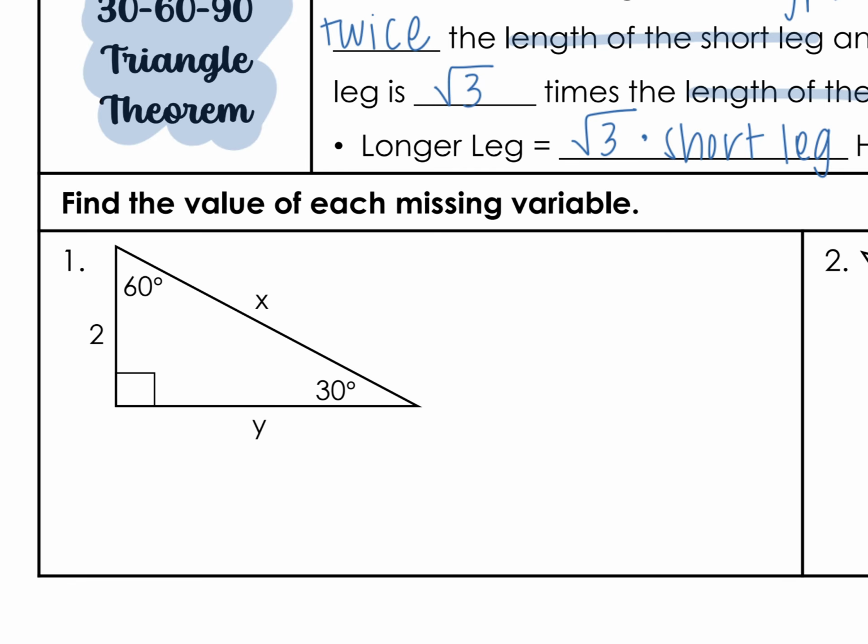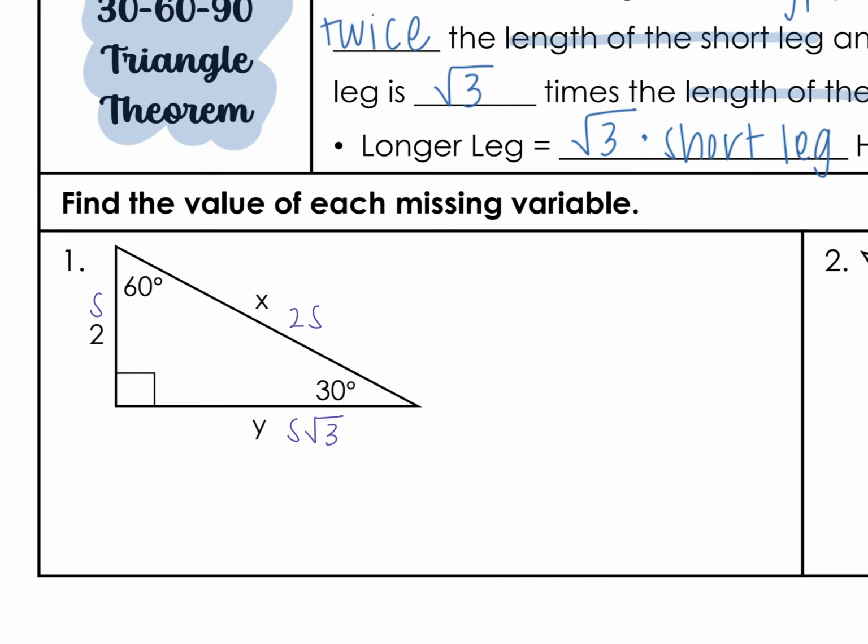So starting off, I see that I have a 30, 60, 90 degree triangle because of the angle measures given. So I'm going to start by labeling my ratios. We have my s, root 3, and then my 2s. Remember, it's all about the angles opposite of those sides. That's how I know.